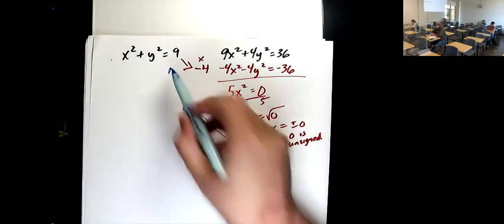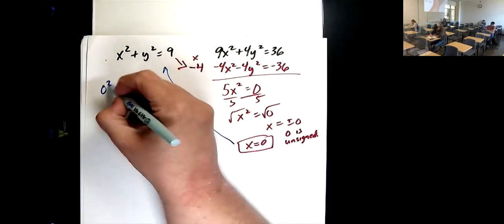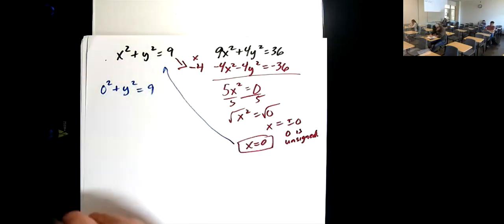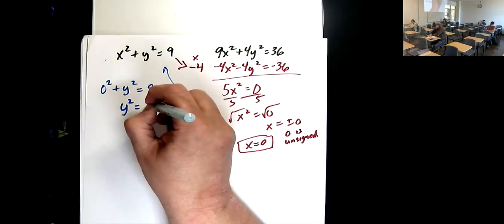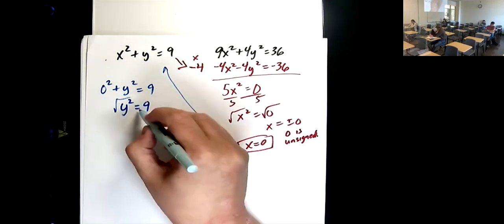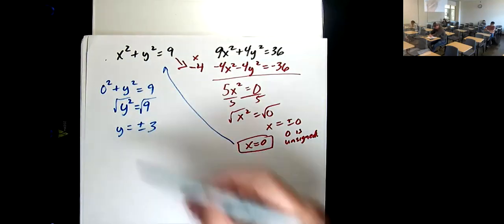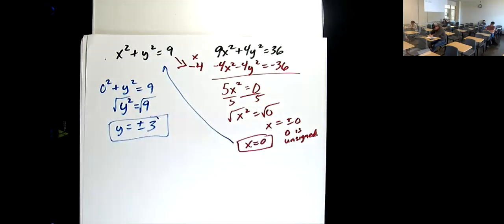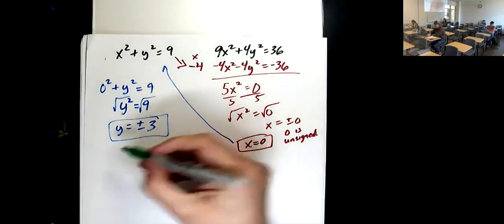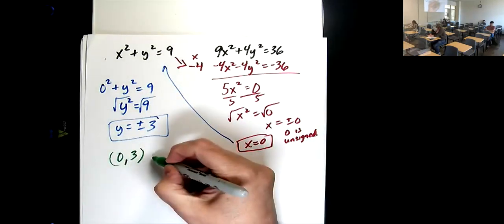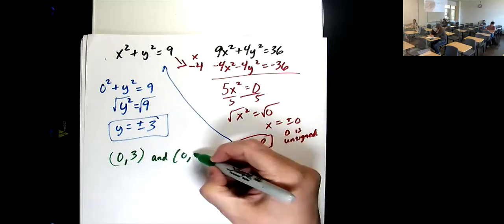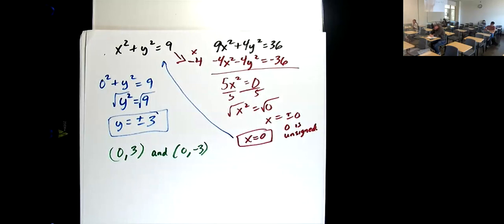Go back in and plug it into the other equation. So we've got y squared equals 9. And when we take the square root, we get y equals plus or minus 3. So when x equals 0, y equals 3. And when x equals 0, y equals -3. We got 2 points. That's our answer.